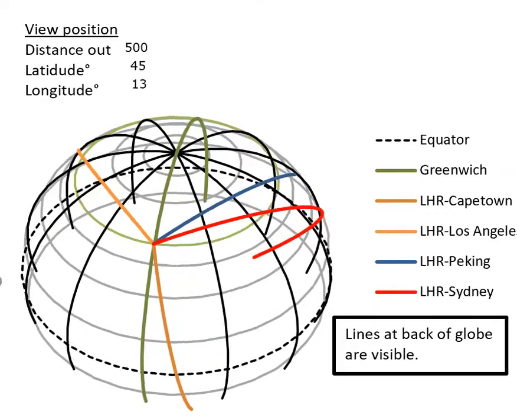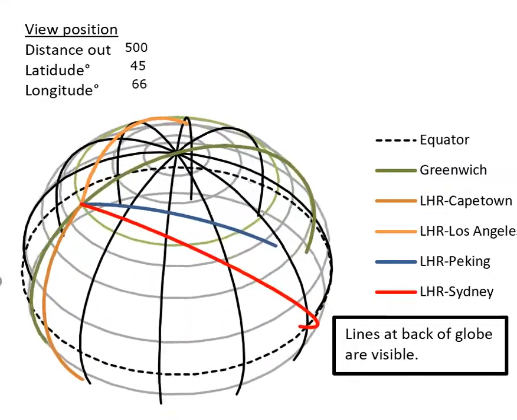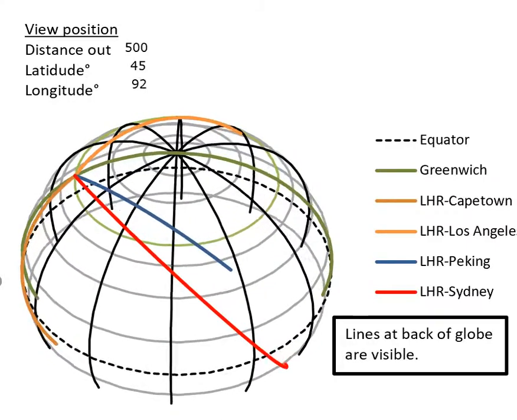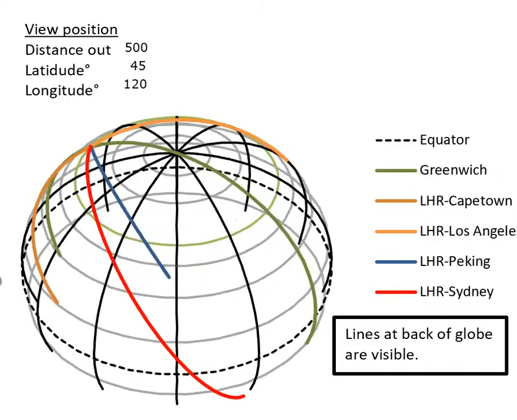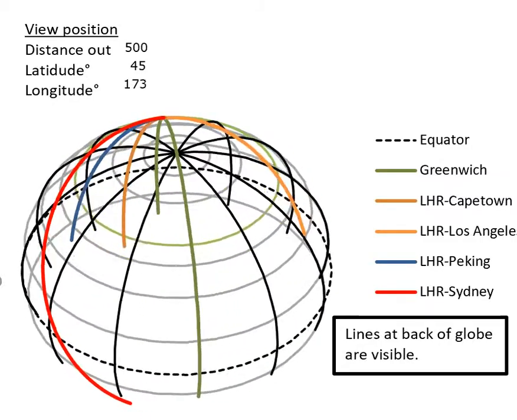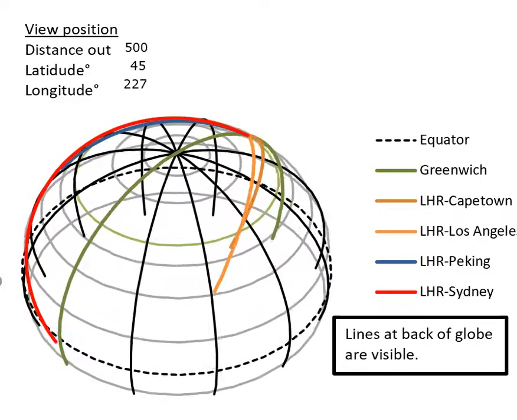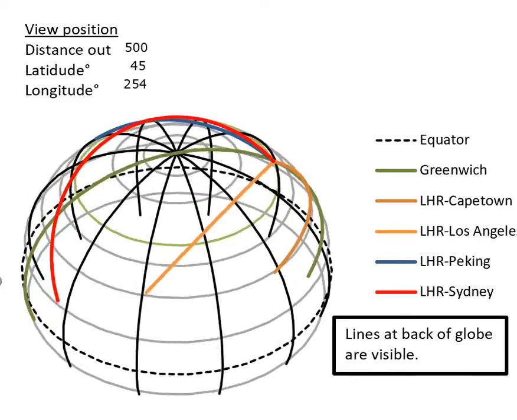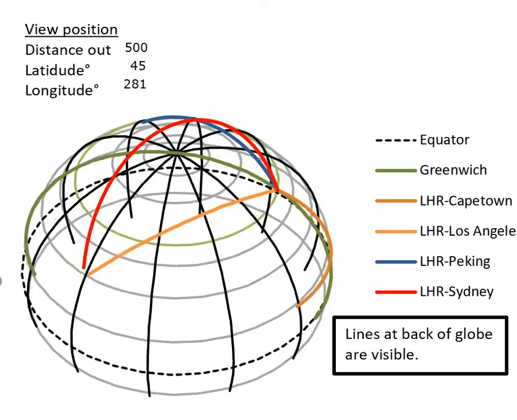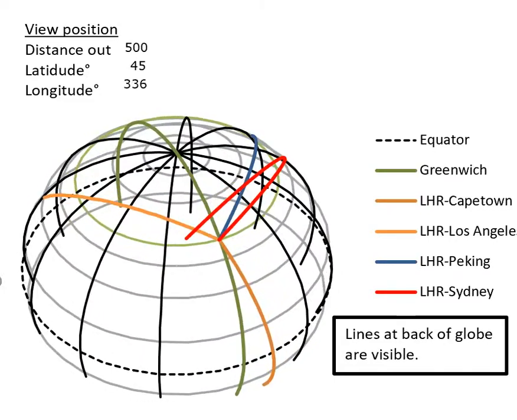And the other lines, then, we've got lines of longitude and latitude, and the other lines are the great circles from London Heathrow, which is roughly at longitude 0, latitude 45, and to various other airports in the world.